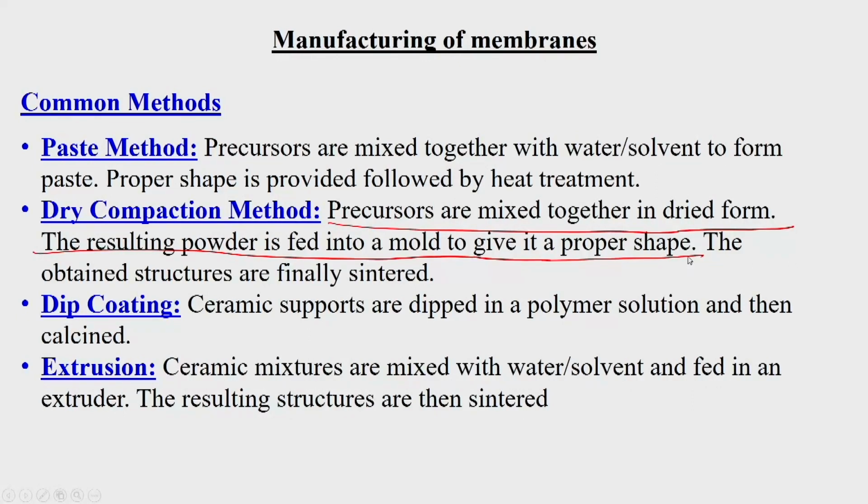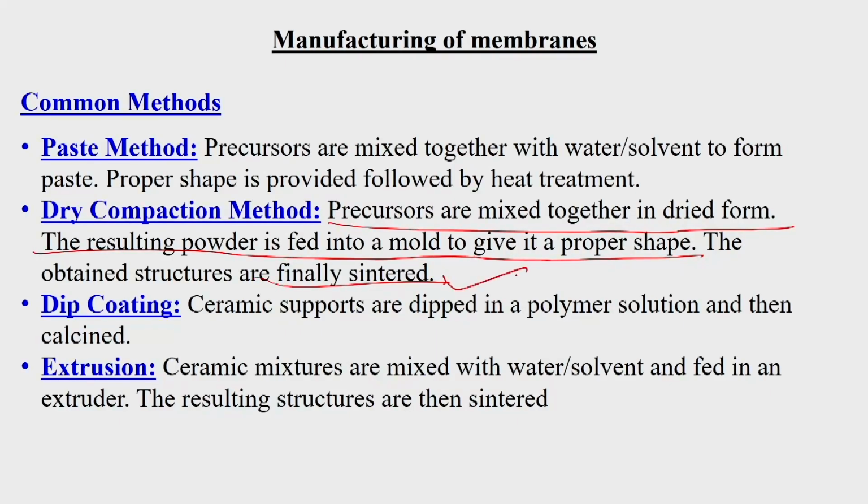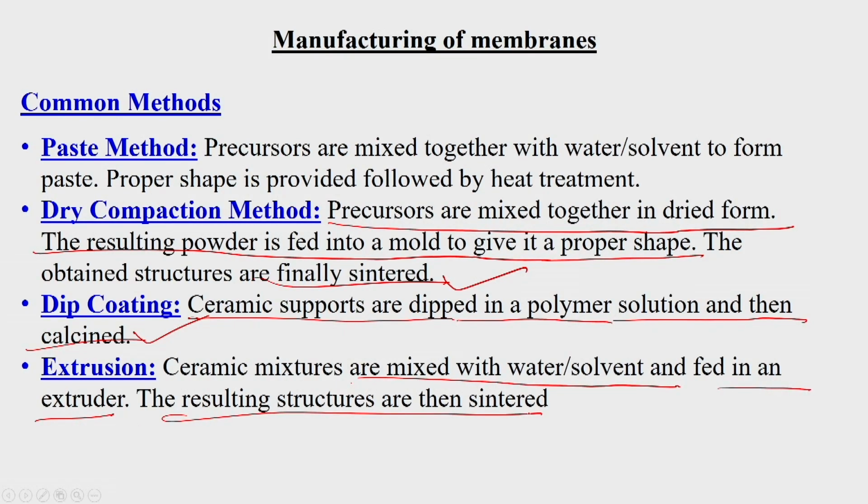Whatever shape we need, depending on that we make the mold. If we want a particular dish shape, then the mold will be of dish shape. If we want a tubular shape, then the mold will also be of tubular shape. The obtained structures are finally sintered, meaning fired. Another one is dip coating, where ceramic supports are dipped in the polymer solution and then calcined or heated. And the fourth one is extrusion, where the ceramic mixtures are mixed with water or solvent and fed into an extruder. The resulting structures are then sintered.